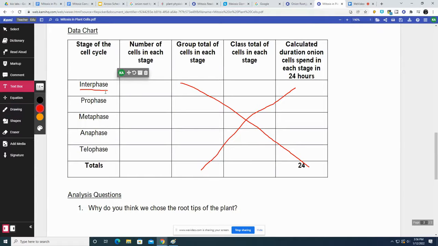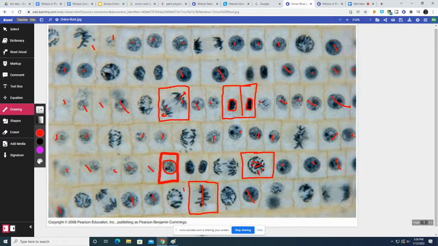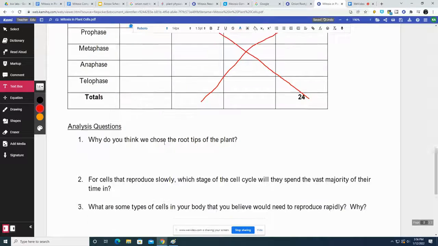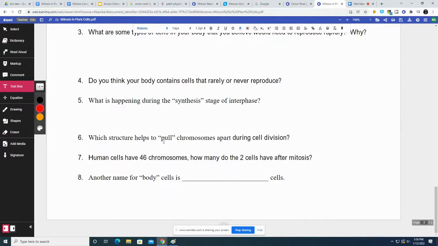So you're going to go here and use the text box. How many were in interphase? 49. And then you're going to count all the prophases. So you find the prophases. Here's one right here, so you would count that one. Count them all: 1, and there's 2. Just keep counting all the prophases and put them in there. Count the metaphases, anaphases, and telophases, and then do your best on these questions.